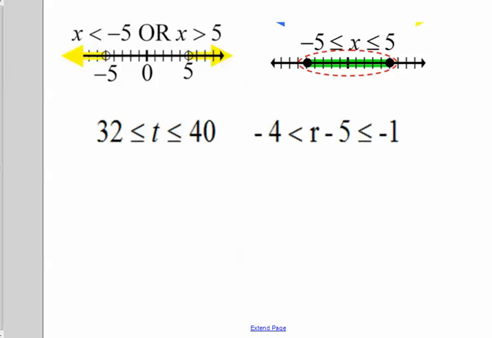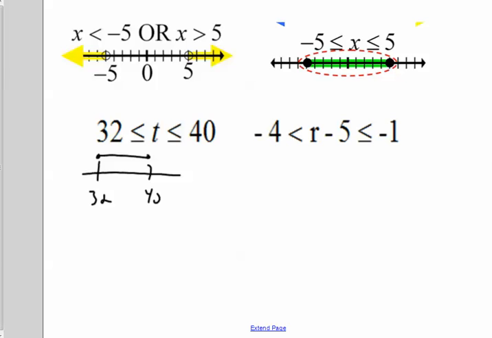Okay, we want to try to graph that. So if we are going to graph those things, we have to be mindful of what it looks like. That first one looks kind of like the "and." So if we did this, you'd have a 32 here and 40 here, and you've got a solid, solid. There you go.